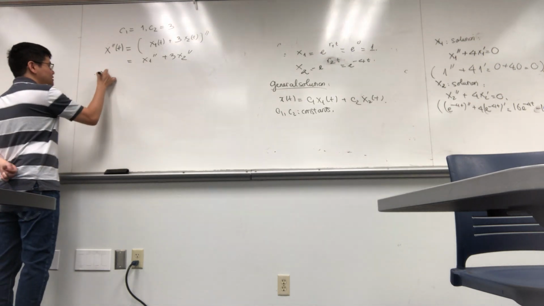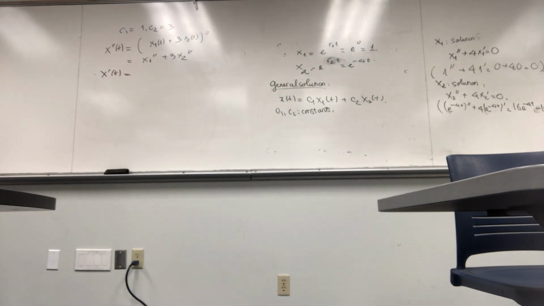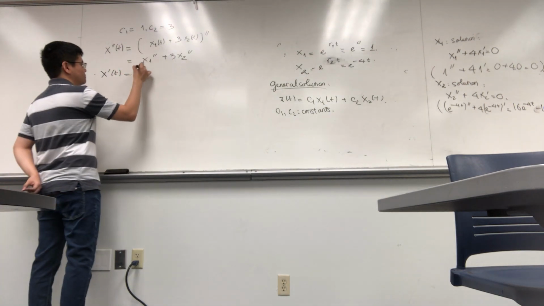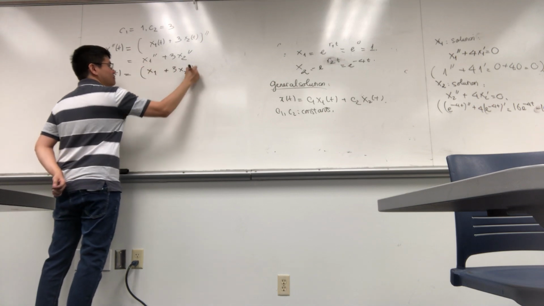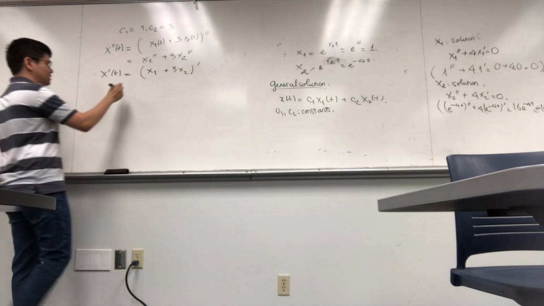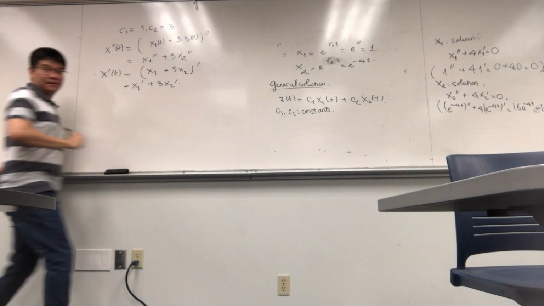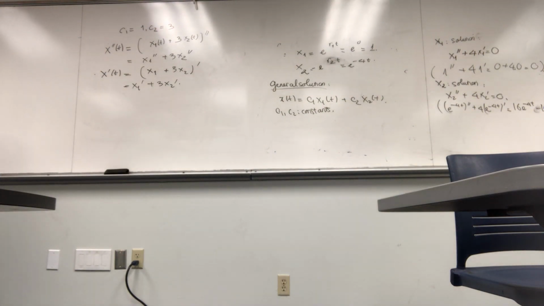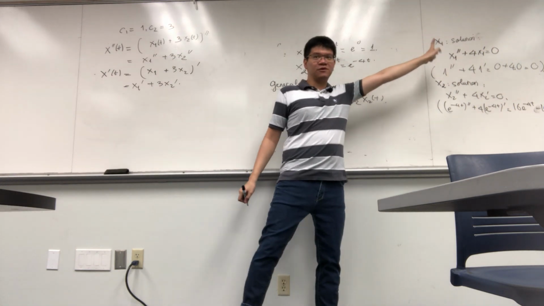Right, so now let us compute x prime of t. This gives me the derivative of x1 plus 3x2. What is it? x1 prime plus 3x2 prime. Excellent. So x1 prime plus 3x2 prime. Right? So now I want to see this formula again.